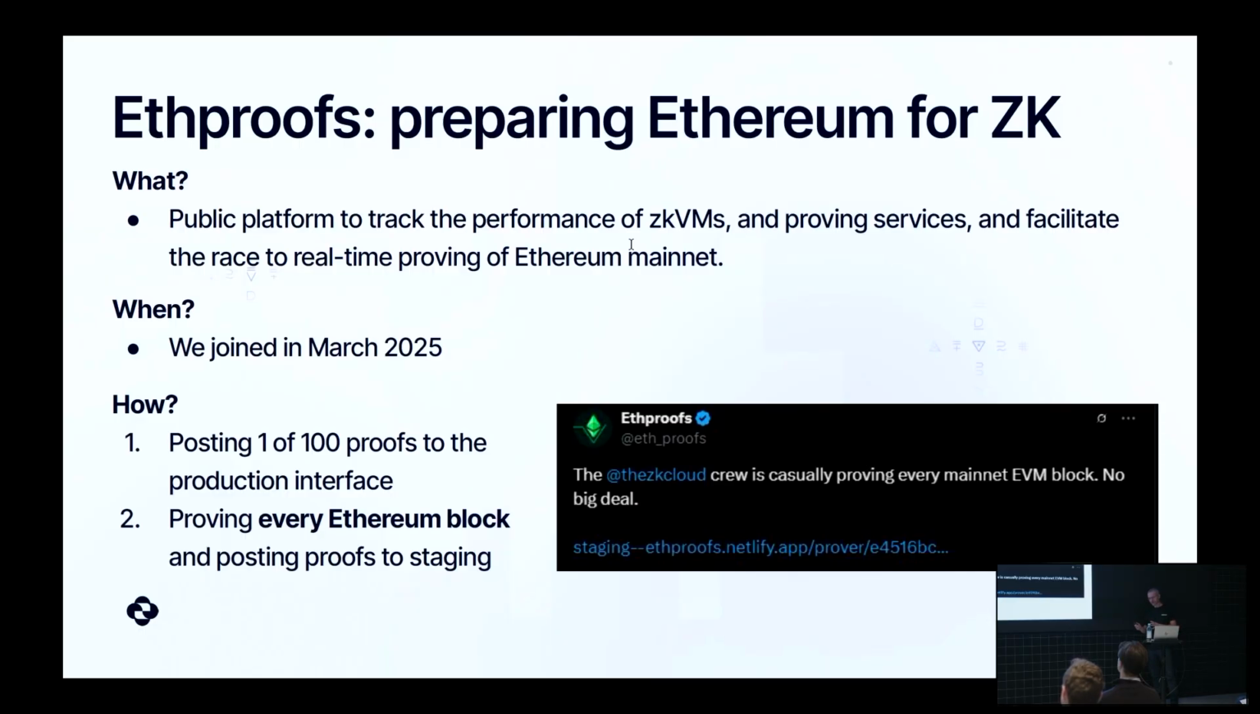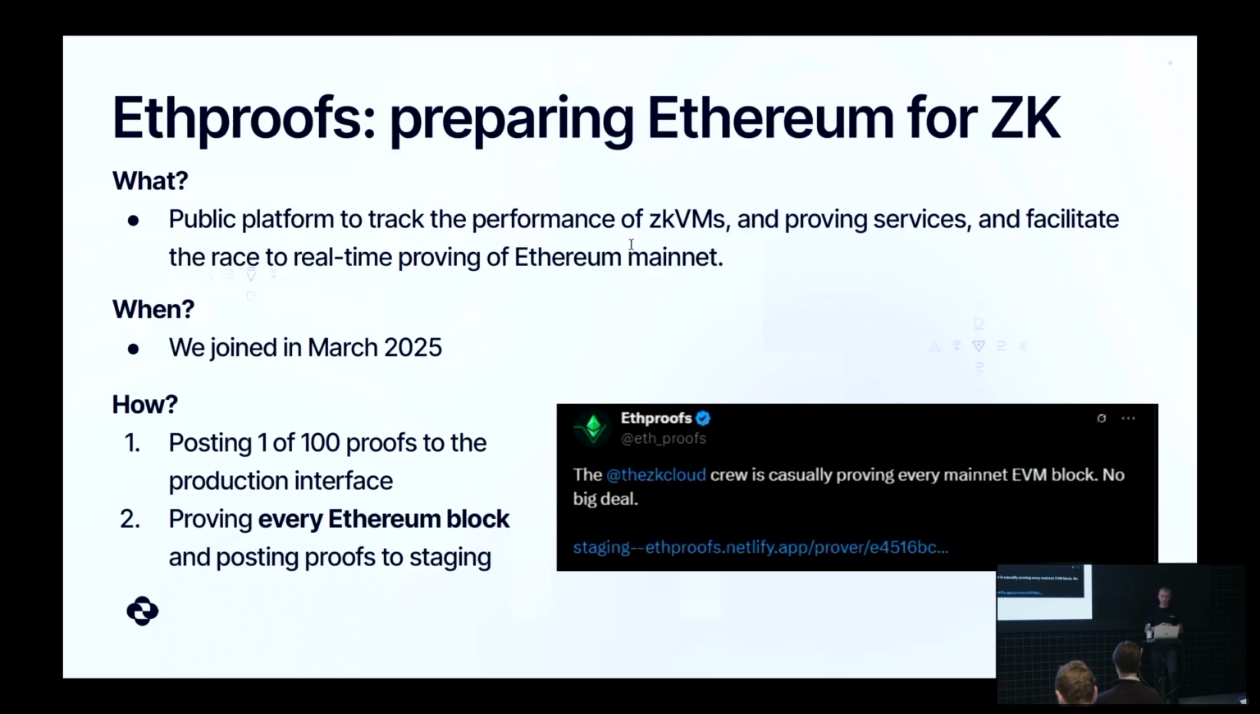Now, let's go to the case study itself. I think there was a talk yesterday by Justin Drake, who was mentioning the ETH Proofs initiative. It was launched by the Ethereum Foundation in January this year, if I'm not mistaken. It's a public platform to track the performance of ZK VMs, proving services, and to facilitate the race to real-time proving of Ethereum mainnet execution.